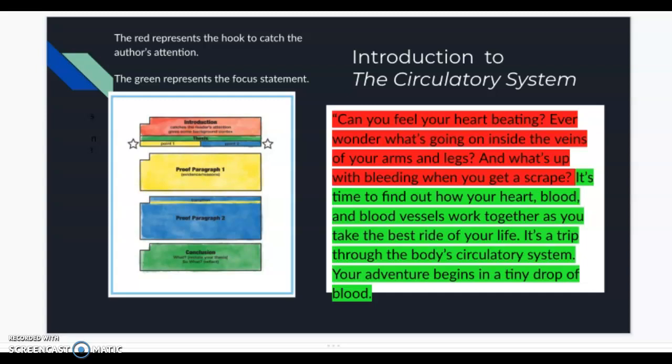So over here I have highlighted the red and the green parts of that introduction on page 5. What do you notice about the first red section of the text?